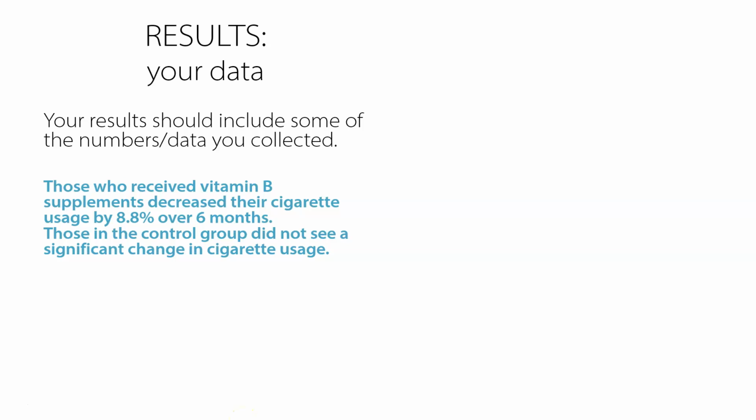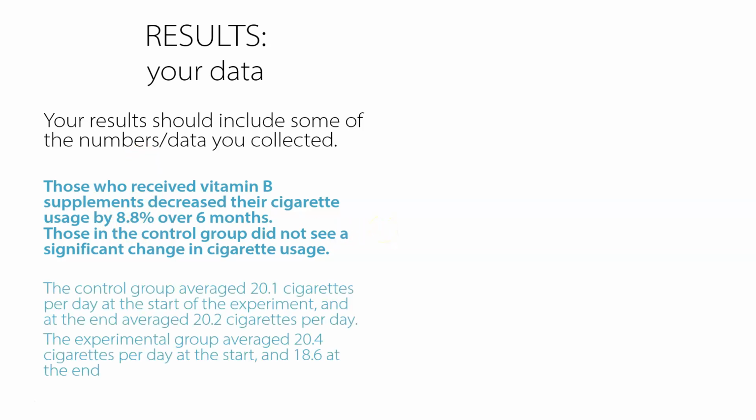It's not enough to say those who received vitamin B smoked less cigarettes. You need to have some numbers in this section. It could look like this, where you use a percentage that you've calculated, or it could look like this, where you use the actual numbers. So the control group, on average, the participants smoked 20.1 cigarettes per day at the beginning of the experiment, and by the end it was 20.2, so not a big change. But in the experimental group, the one that got vitamin B, they averaged 20.4 at the beginning, and then it dropped down to 18.6 at the end. So you can use the raw data like this, or you can calculate a percentage like this.